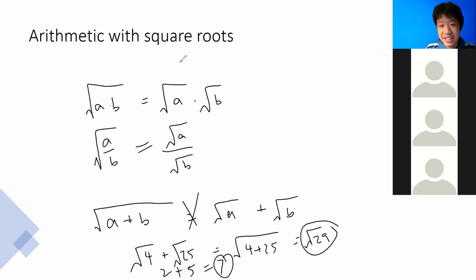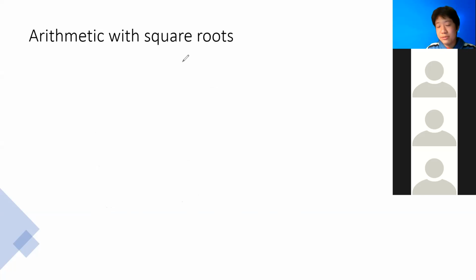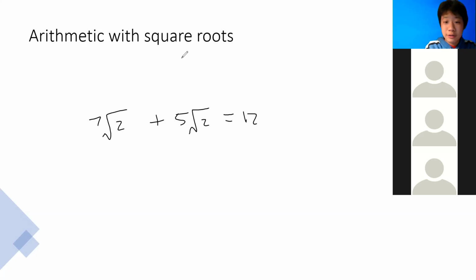And subtraction doesn't do that either. We can't just take subtraction and split it apart. Okay? The only addition and subtraction we can do is if the square root is the same. So what do I mean here? If I have 7 times the square root of 2 plus 5 times the square root of 2, in this case, I can add them. I have 7 square root 2's, 5 square root 2's. In total, I have 12 square root 2's.